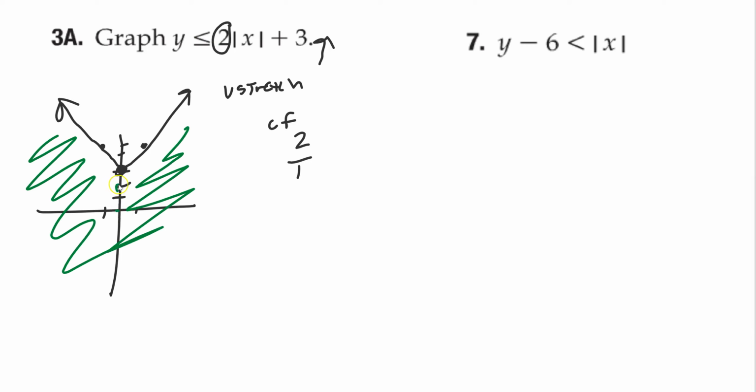Let's pick 0, 1. Plug it in. So 1 is less than 2 times 0 plus 3. 1 is less than 3. That is true, so I did shade the right area. All right, so either way it works.